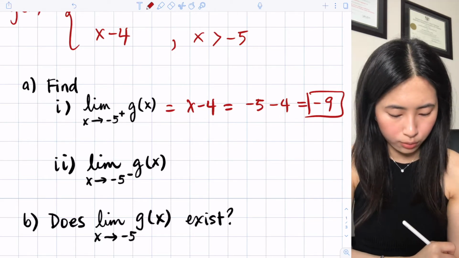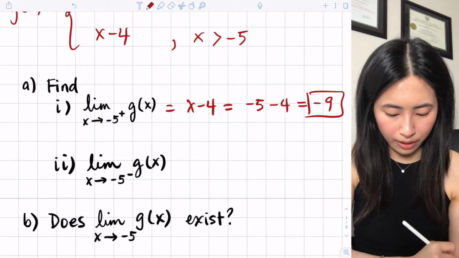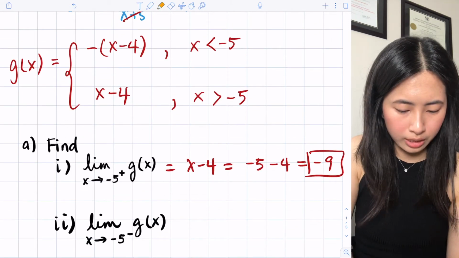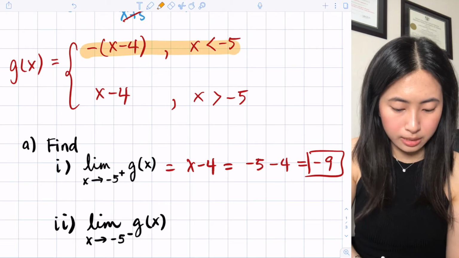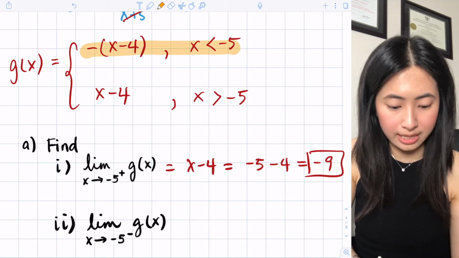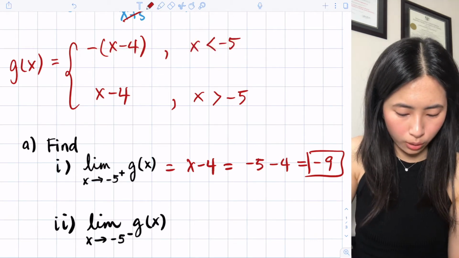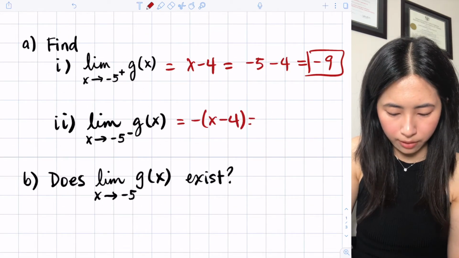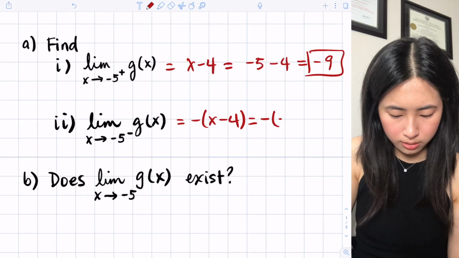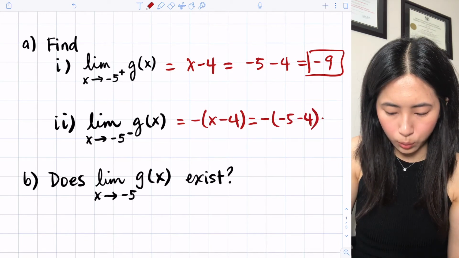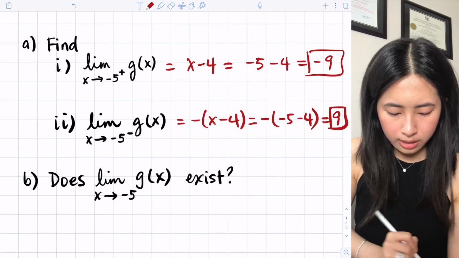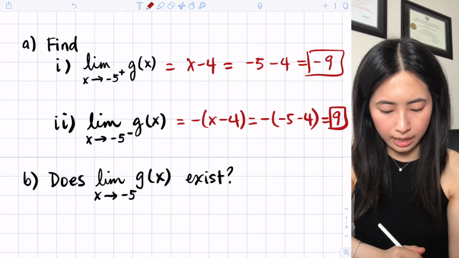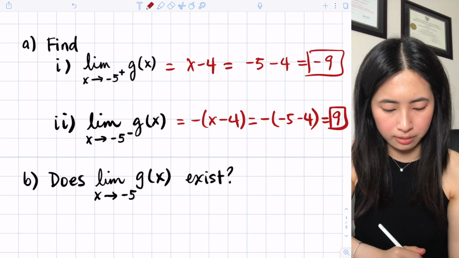On the other hand, if you were to consider the left-hand limit, that means you're concerned about negative times x minus 4 when x is less than negative 5. So all you do is have negative times x minus 4, plug in negative 5 for x, and you would get positive 9. That means the limit of g of x when x approaches negative 5 from the left is positive 9.